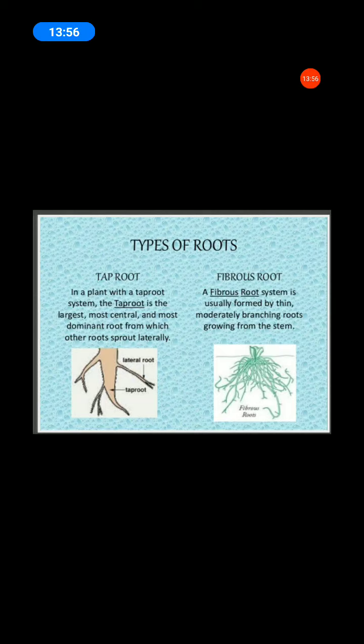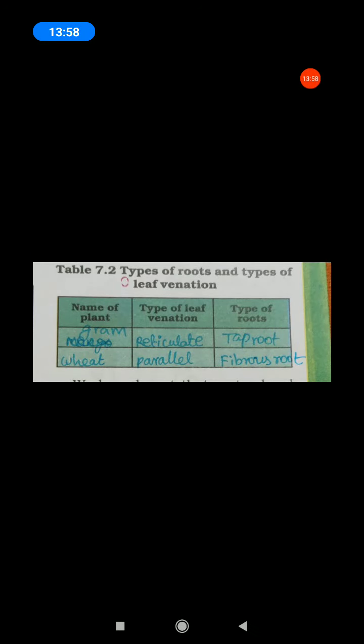Next. All of you see your book, page number 59. Types of roots and types of leaf venation, table 7.2. All of you fill them. Take a pencil and write down the answer. I will tell the answer. Write: name of plant, type of leaf venation, types of roots. First, gram.